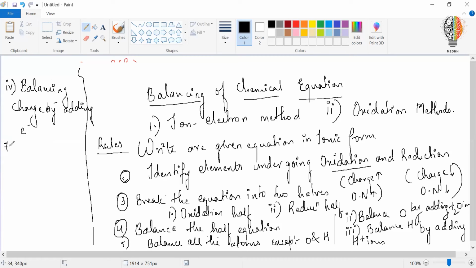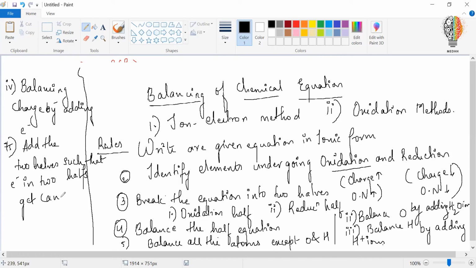And the fifth one is to add the two halves such that the electrons in the two halves get cancelled. I hope each and every point is clear. If it is not clear, no problem, let us take an example. If you are writing, you can pause and read once again.